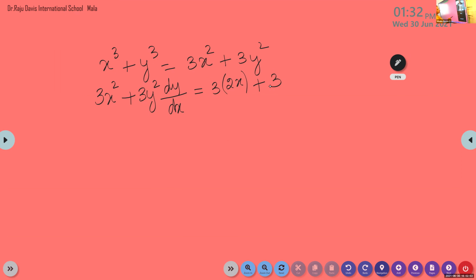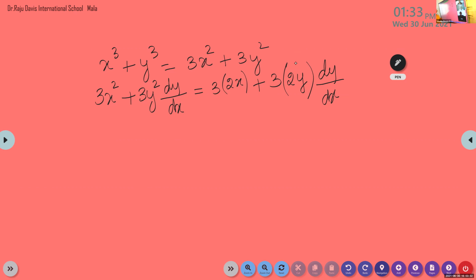Nia, what is the derivative of y square? Srihari, turn on your video. What is the derivative of y square? It is 2y into dy by dx. Okay, y square, if you differentiate, it is 2y dy by dx.